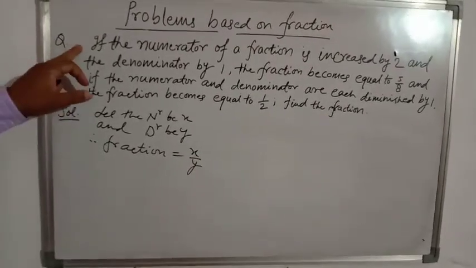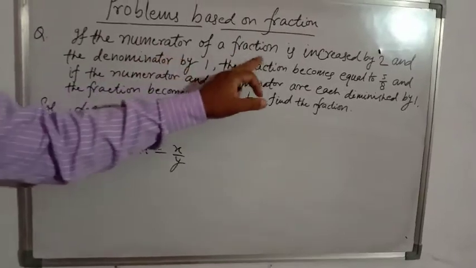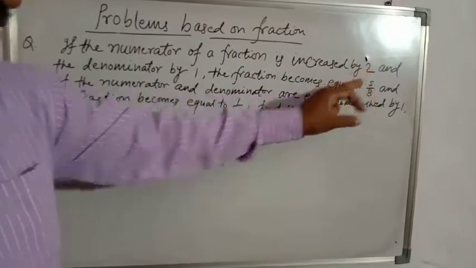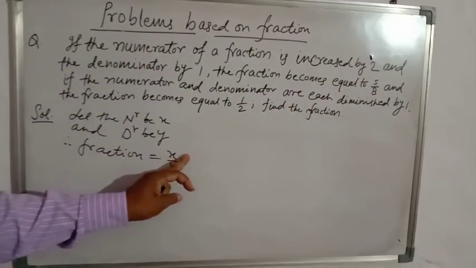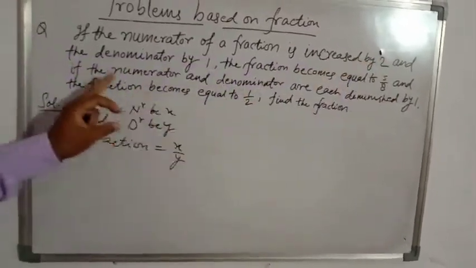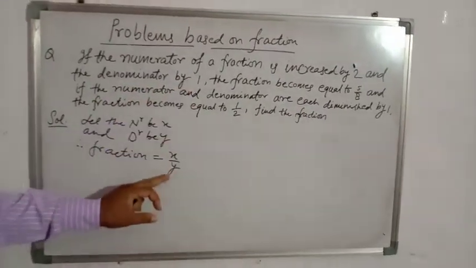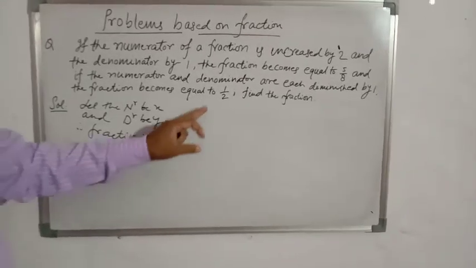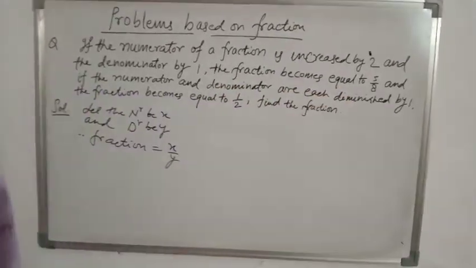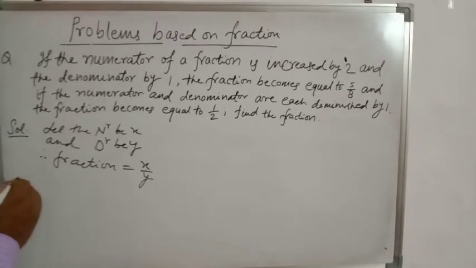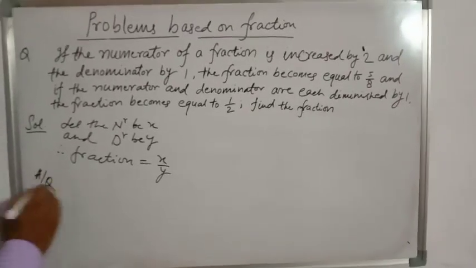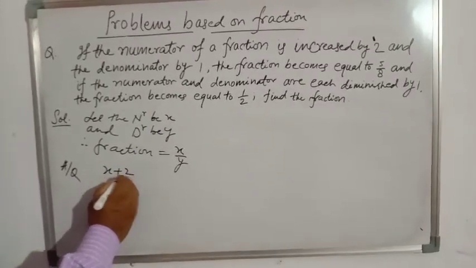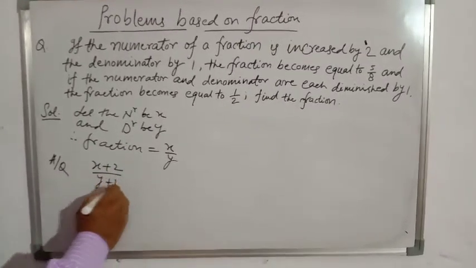Now read the statement. If the numerator of a fraction is increased by 2, so if we increase the numerator by 2, what will be the new numerator? X plus 2. And denominator by 1. So the denominator is increased by 1. So the new denominator will be y plus 1. The fraction becomes equal to 5 by 8. So according to the question, according to the first statement, x plus 2 upon y plus 1.